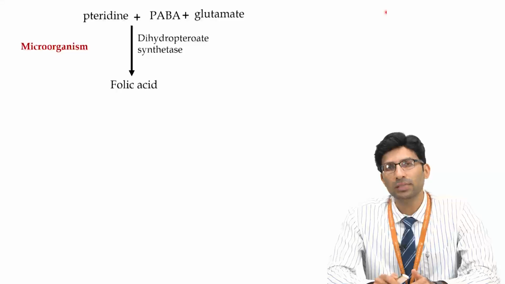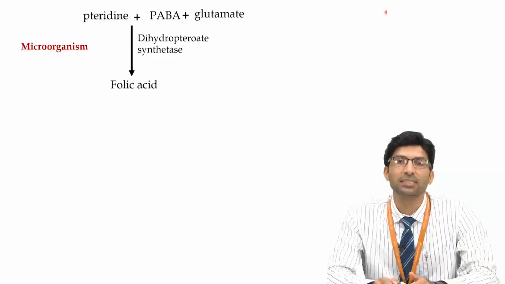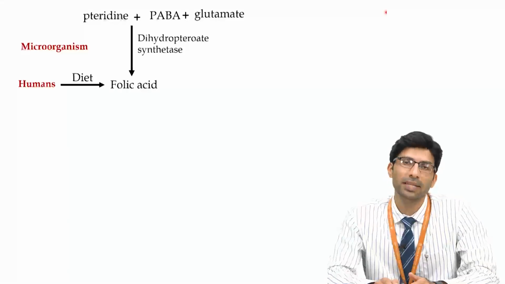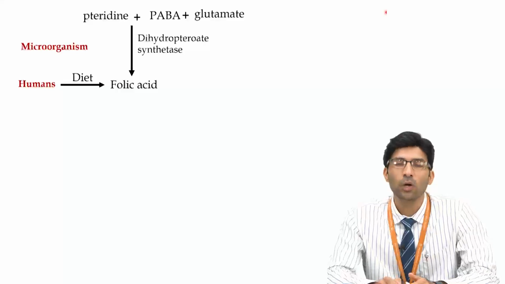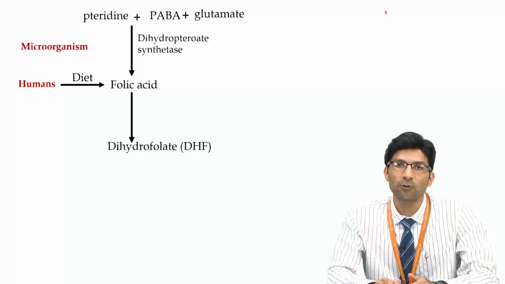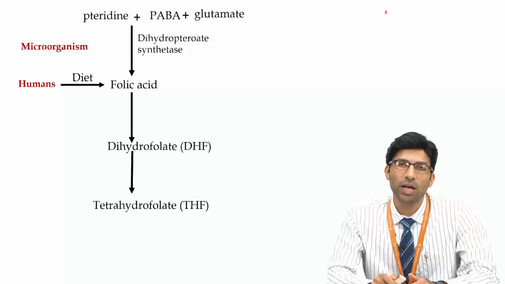But what about human beings? We cannot synthesize folic acid. That means we have to consume it in the diet. But whether microorganisms are synthesizing it or we are consuming it in the diet, this folic acid has to be converted to dihydrofolate and later to tetrahydrofolate.